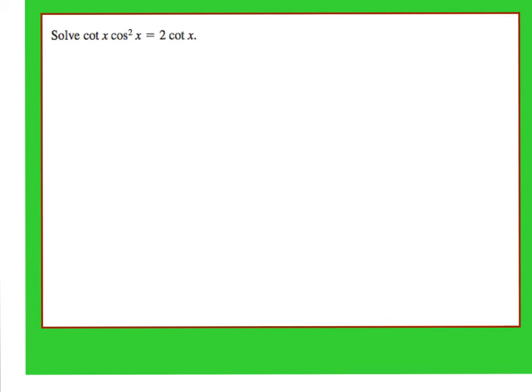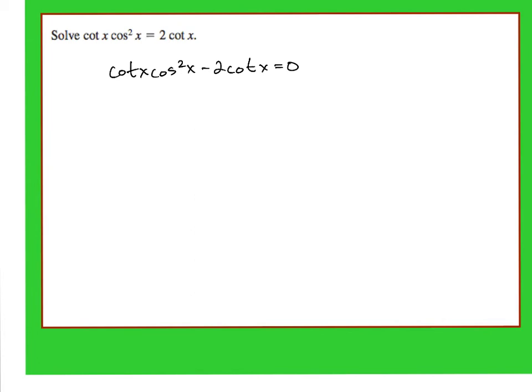We're going to subtract 2 cotangent x. I understand why you wanted to divide. However, you'd have no solutions if you did that. So we're going to subtract. We don't want to actually get rid of these things because then we're not working with the original equation. But I totally understand why you want to do that.